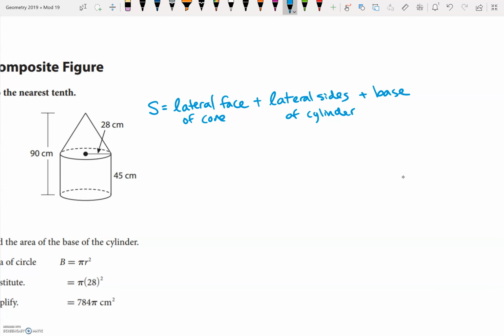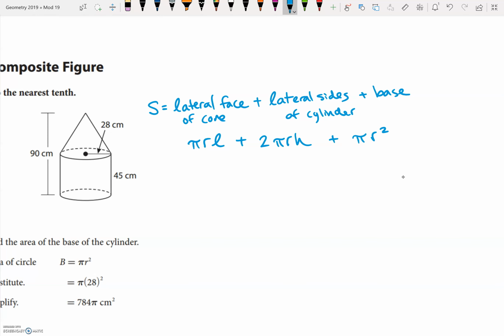Now we need to just write down what each of the formulas are for each of these pieces. The lateral face of the cone is pi r L. The lateral sides of the cylinder, that's the circumference times the height, so 2 pi r times height. And then the area of the base is pi r squared. And then we could just fill in all the pieces here.